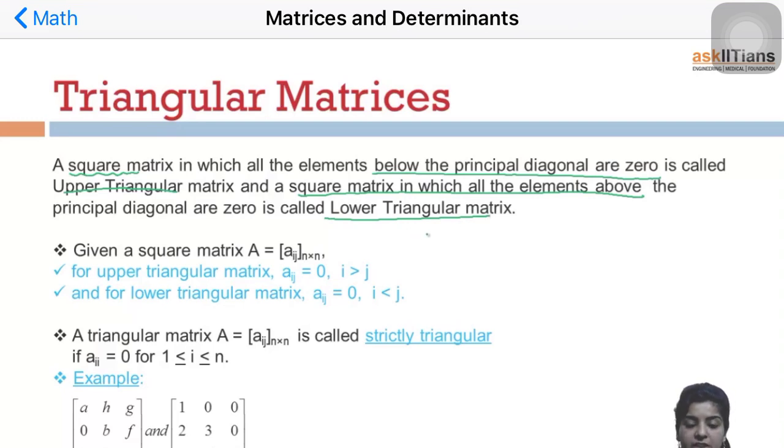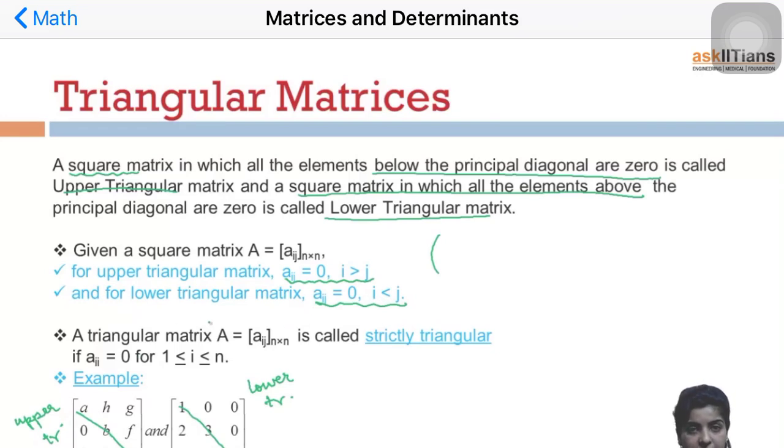So let me take an example. We have a matrix in which all the elements below the principal diagonal are 0. This is the principal diagonal, and all the elements below it are zeros. So this is termed an upper triangular matrix. And similarly for lower triangular, all the elements above the principal diagonal are 0. This is termed a lower triangular matrix. Mathematically we can say for upper triangular Aij is 0 whenever i is greater than j, while for lower triangular Aij is 0 whenever i is less than j.